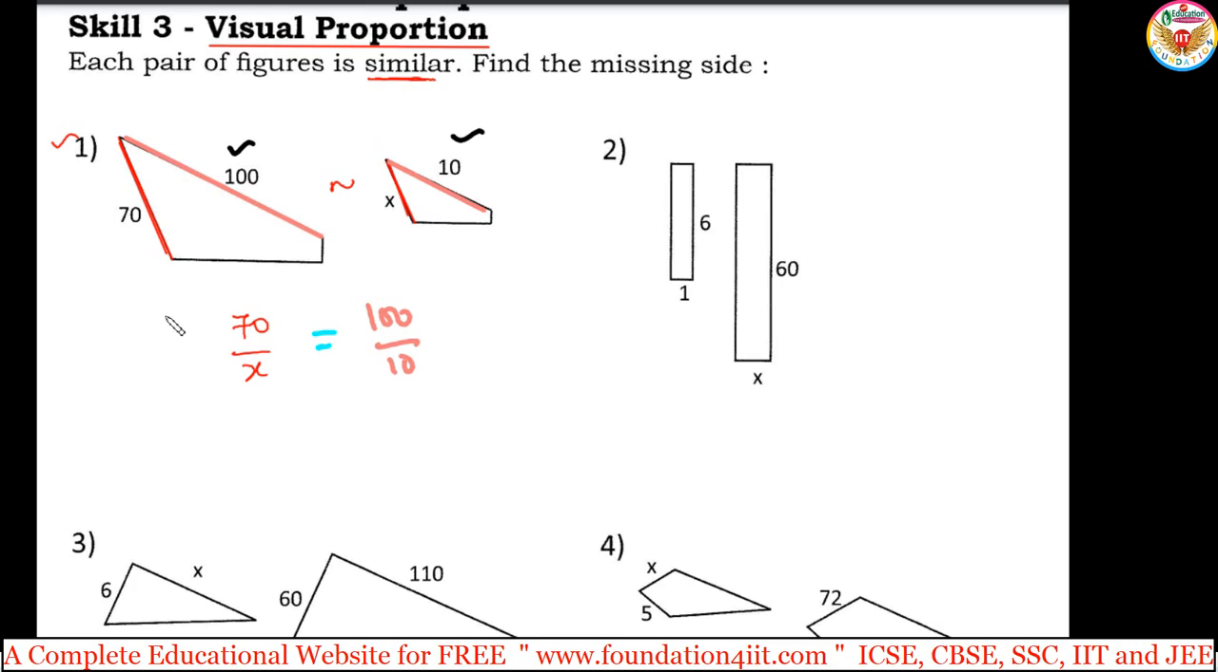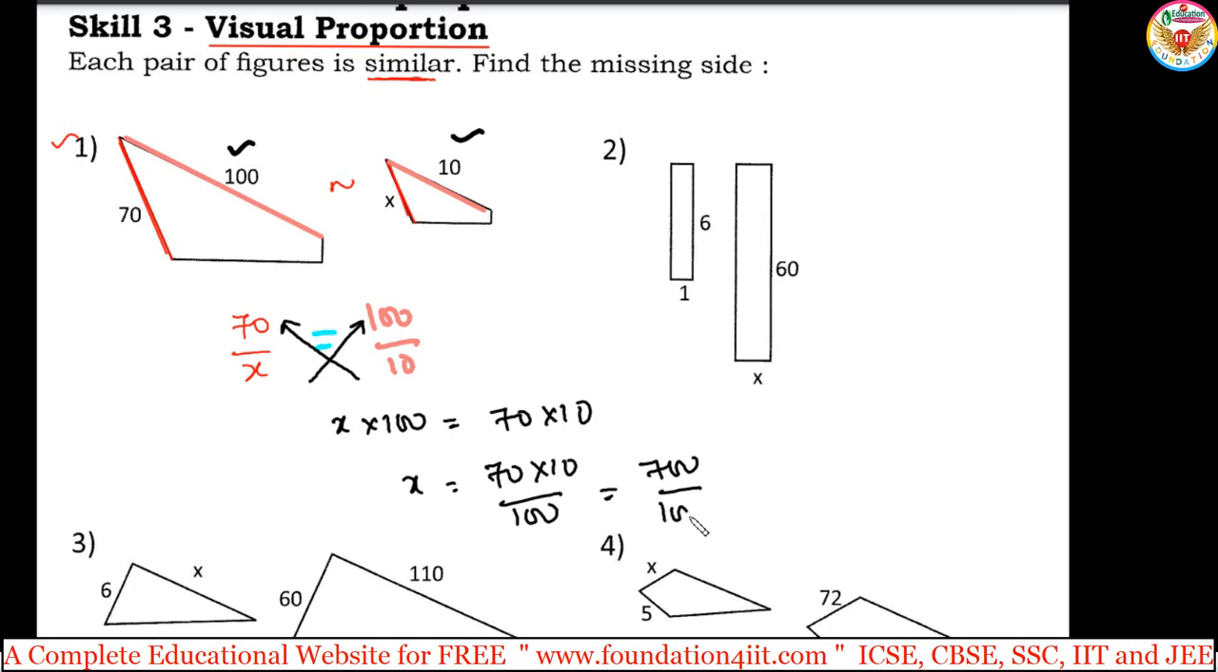Just go for the cross multiplication, that is this into this, both. So x into 100 is exactly equal to 70 times 10. Then x is 70 into 10 by 100. 70 into 10 is 700 divided by 100, that is 7. So x is equal to 7. Right? Same method. Just make it into corresponding sides in the same ratio.